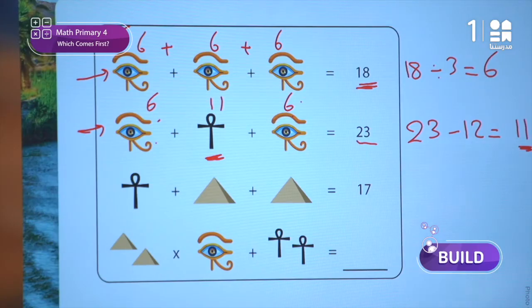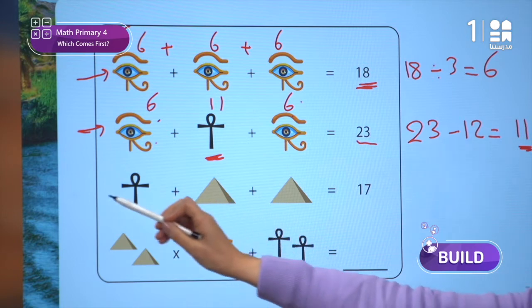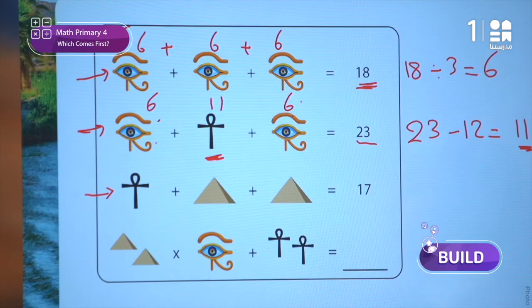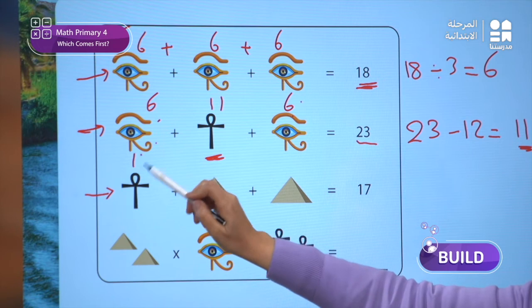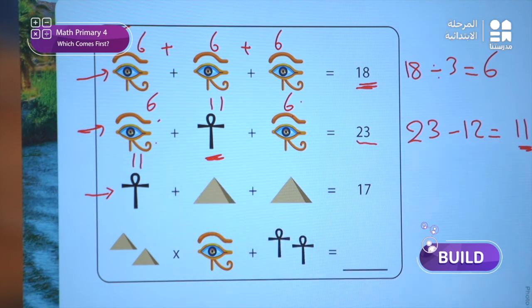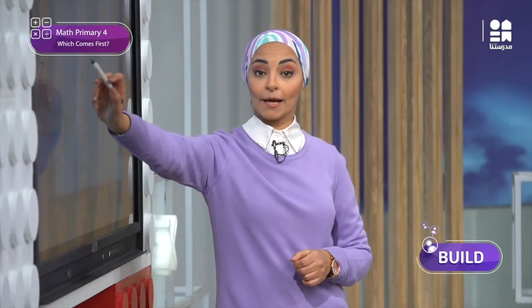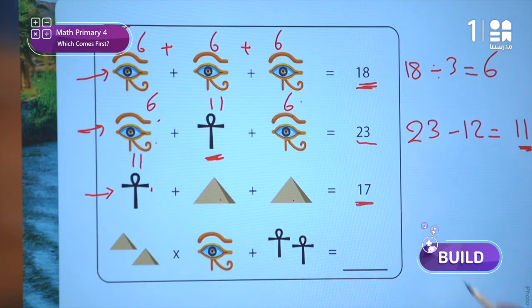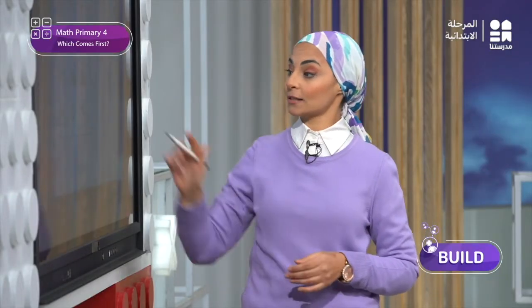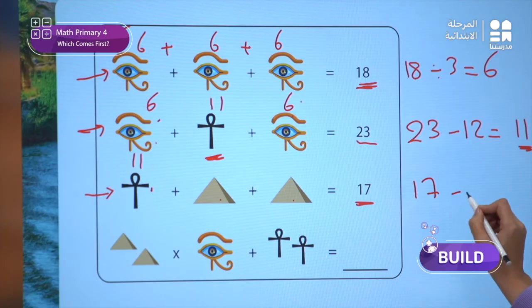Okay, let's move to the third equation. Here, as you see, this is the third equation. In the third equation, we can use what? 11 instead of the ank. Okay, we know the value of the ank is 11, so I'll put 11 here. Now I have 1 ank, 11, and we have 2 pyramids. The sum of them equals 17. To find the value of 2 pyramids, what should I do? Yes, I will do 17 minus 11, right? 17 minus 11 equals what?